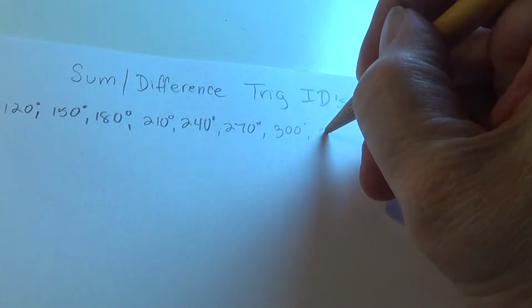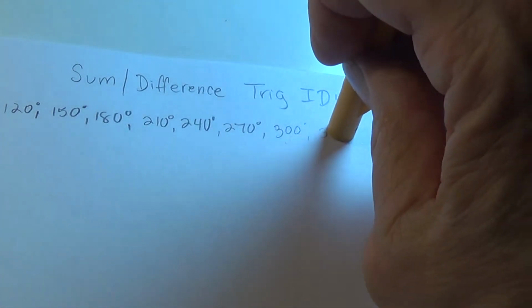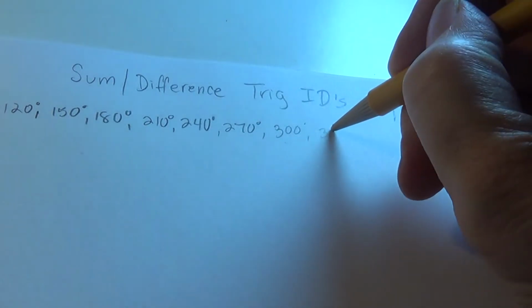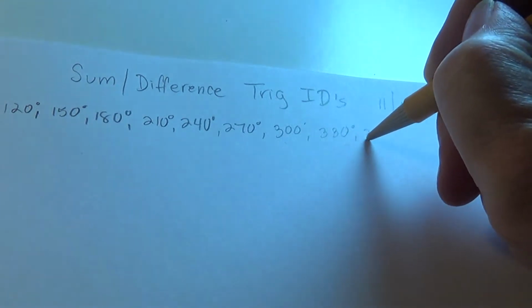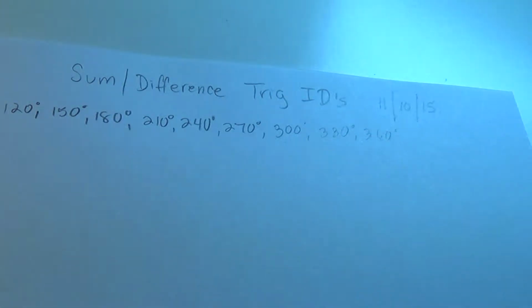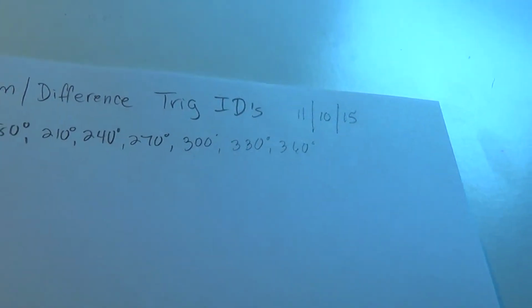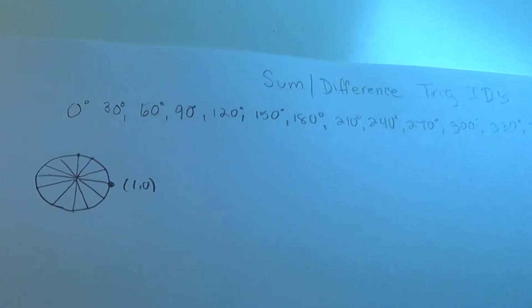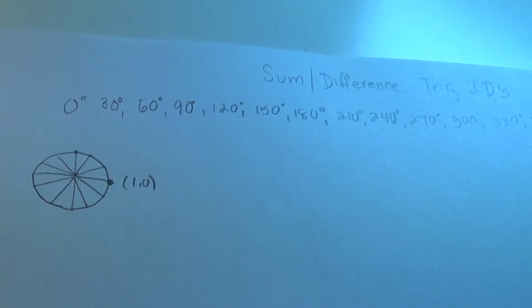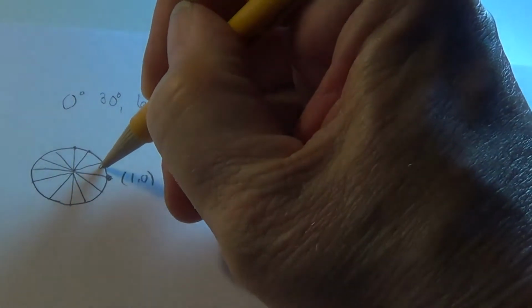300, 315, not 315, 330, and 360. I could keep going around again and again, but I'll just go with those. That's once around the circle. So that's all of these points. I know those.